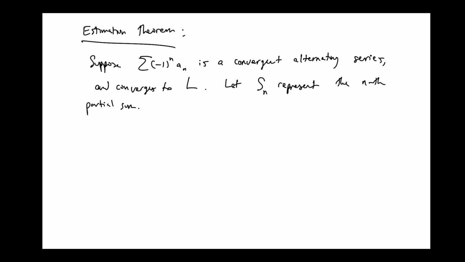All right, S sub n is the nth partial sum. So what was S 1,000 would be the first term, the second term, the third term, the fourth term, all the way up to the 1,000th term added together.